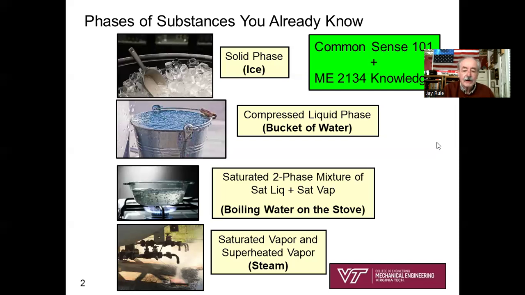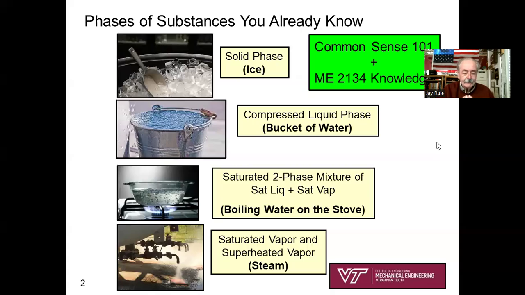A pot of water boiling on the stove, it's reached the boiling point and it's come to a rolling boil. Of course, you know how to describe that with your common sense, but now you know to describe it in the thermo jargon. It's a saturated two-phase mixture of saturated liquid, what you see is the water, and saturated vapor, what you see is those bubbles.